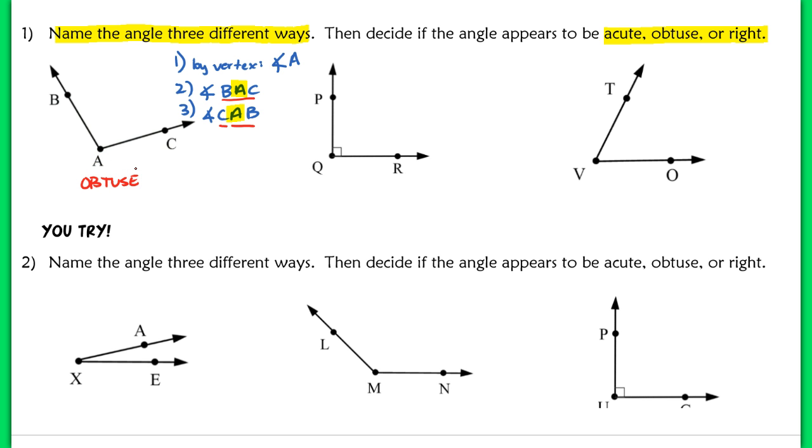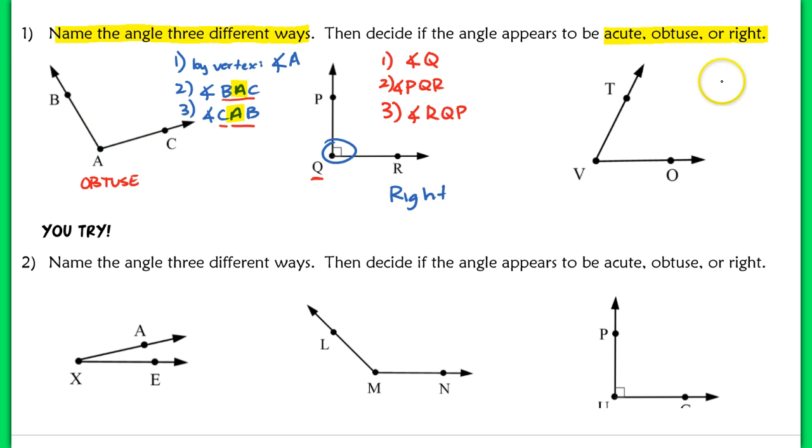Now in the second problem, we have an angle, and if I want to name the angle, remember I can do it by its vertex, so I'm going to call that angle Q. This is the vertex. If I want to name it again, I could call this angle PQR. So I go in order, P, then Q, then R. I could also call this angle RQP. So R, then Q, then P. So those are the three ways that I can name this angle. Now this angle appears to be a right angle. That's because I see that little box here. So I'm going to assume that that means that it's a right angle.